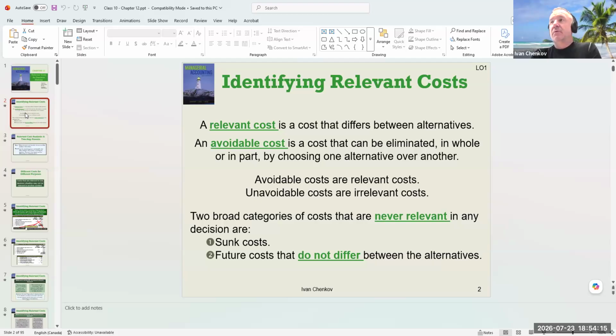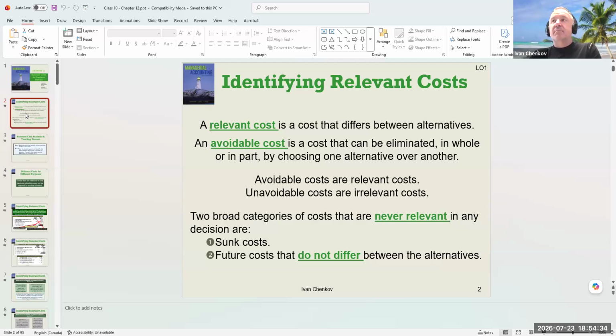What decisions can you make if you want to drive a car in BC? If you want to drive a car in BC, you have to get insurance. Then what decision do you have to make? Should I buy insurance from this company? Should I buy insurance from that company? Well, better not make that decision.